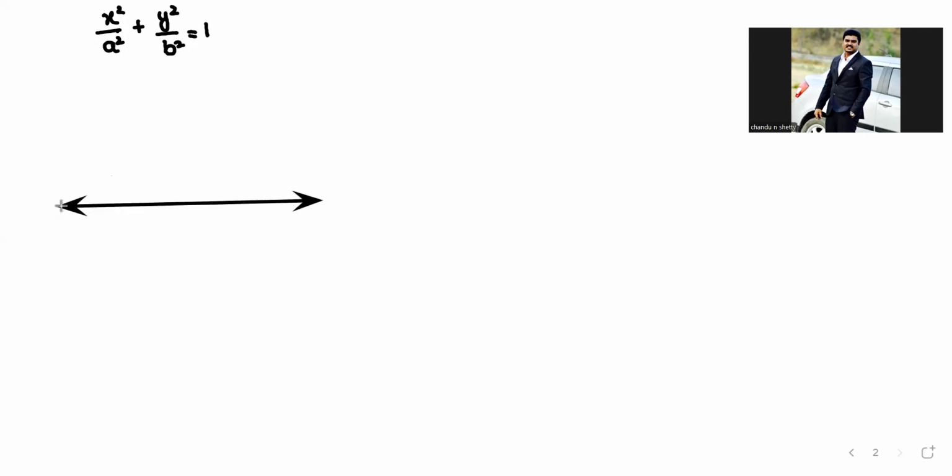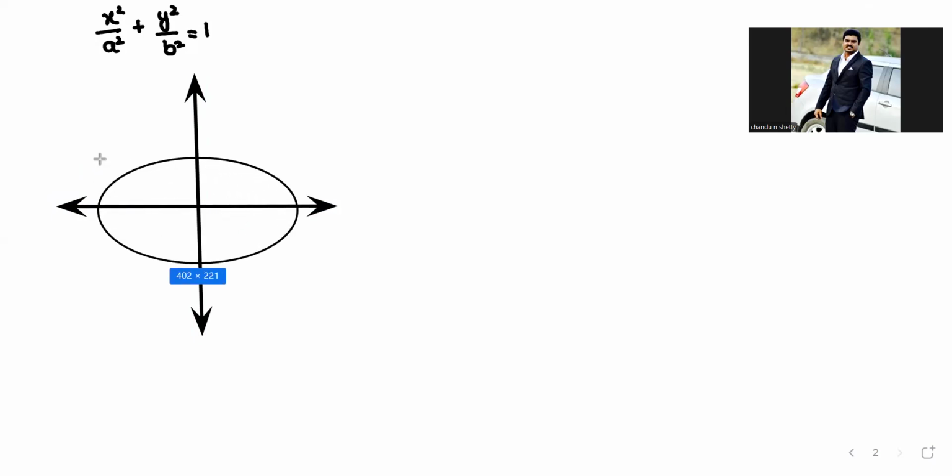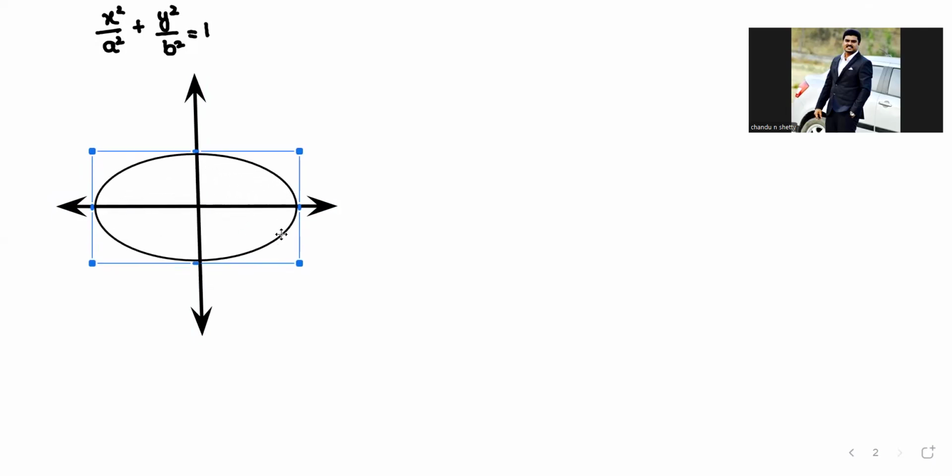I am taking a Cartesian plane. Now we take the ellipse. On the ellipse, we are taking one point, that is P. And on the x-axis, we are taking the foci. So this is F1, minus c comma 0. And this point is F2, c comma 0. And the center is O.